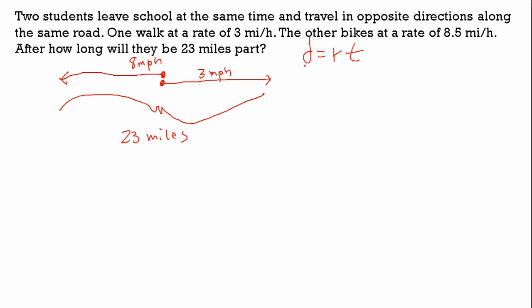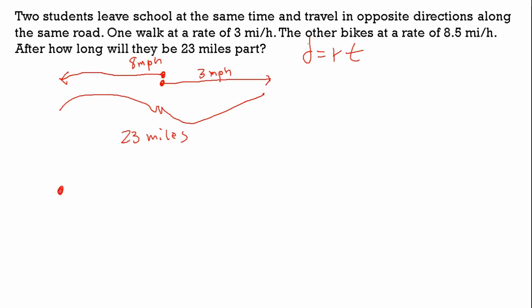It could be something as simple as plugging this information in, but once you start scoring very well on this test, it's going to give you these problems where the people are heading in opposite directions, the same direction, and so on. So to solve this one, I like to think of it like this.